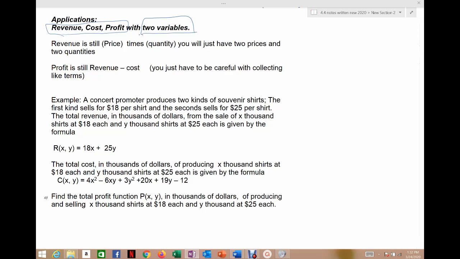Revenue is still price times quantity. Right, the difference here is you'll have two prices and two quantities, and they could be single numerical values or they could be two functions that represent my price. Profit is still revenue minus cost.